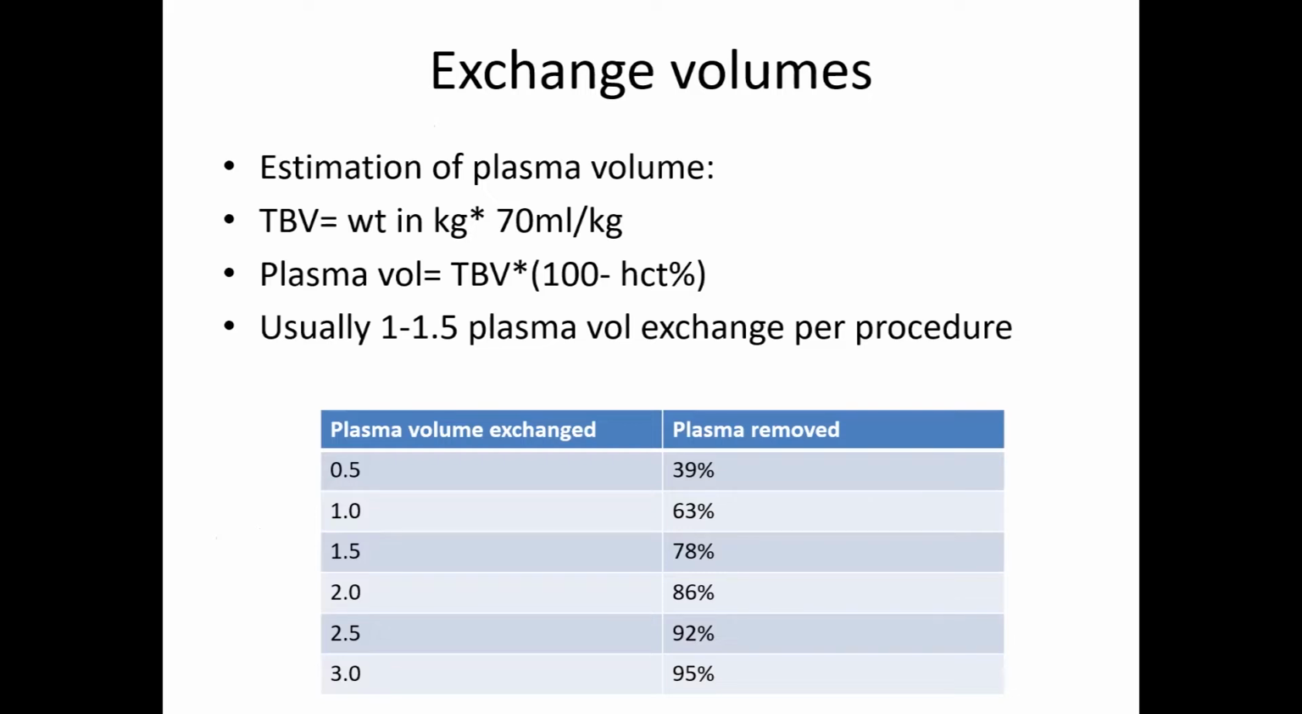How to estimate plasma volume? So, total body blood volume should be calculated first. Then plasma volume should be calculated based on the hematocrit, and usually 1 to 1.5 times the plasma volume is exchanged per procedure. You can see that in case of 1.5 plasma volume exchange, you can remove around 80% of the current plasma.